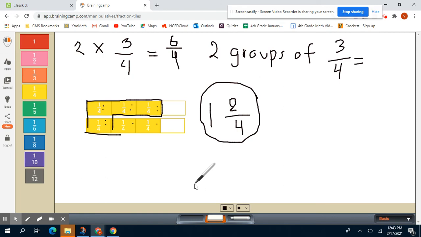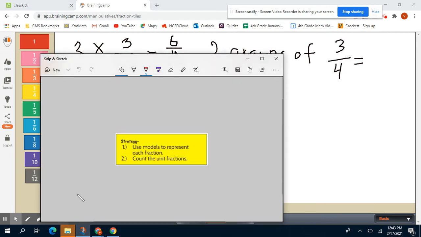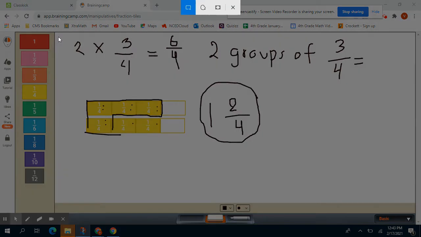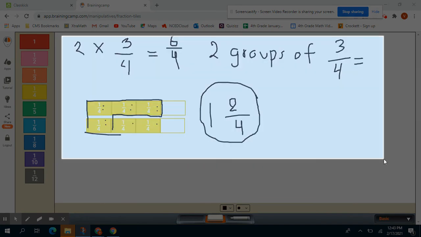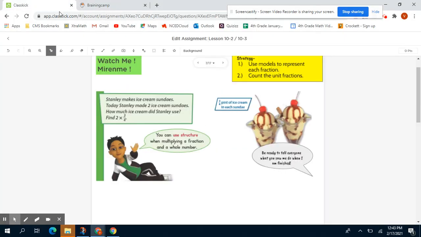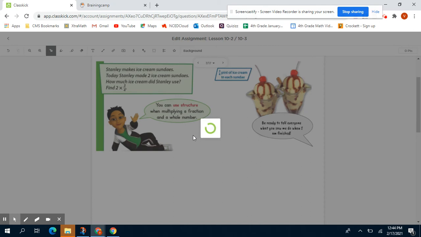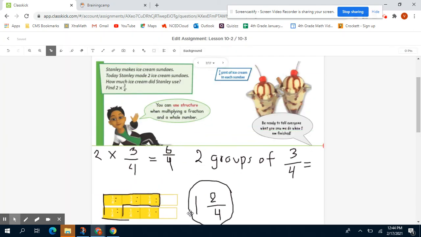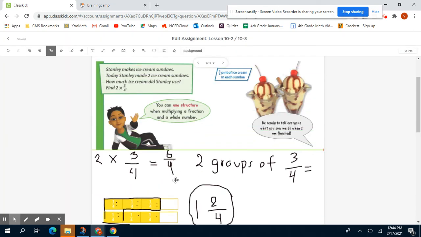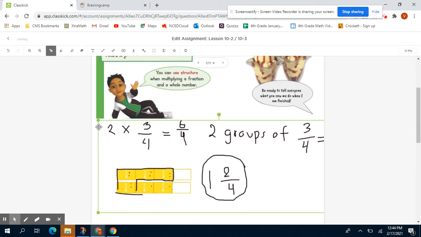So the answer to my question in my problem was they used a total of 1 and 2/4 of ice cream to make their 2 sundaes.